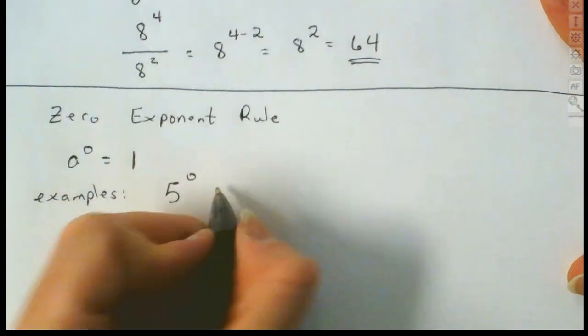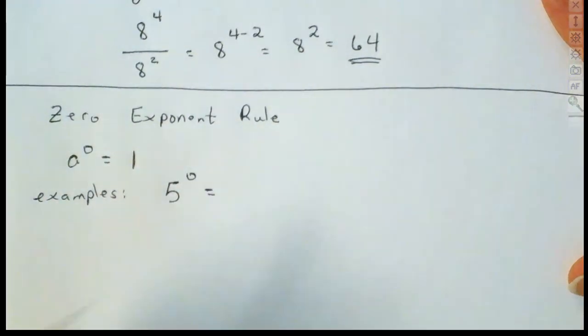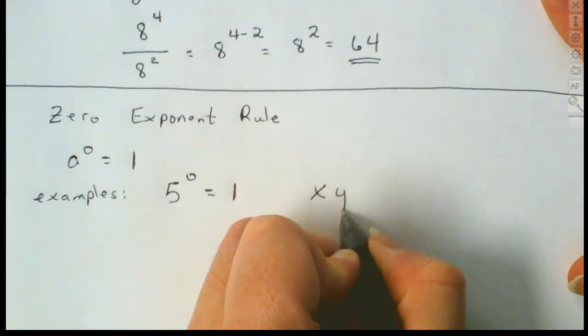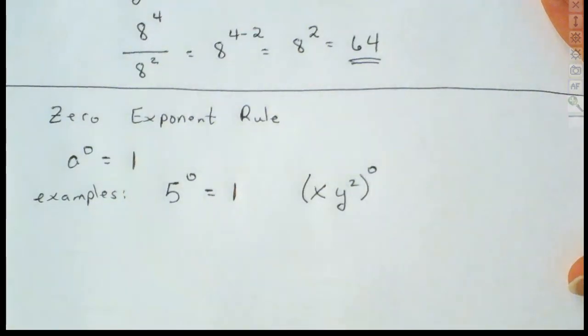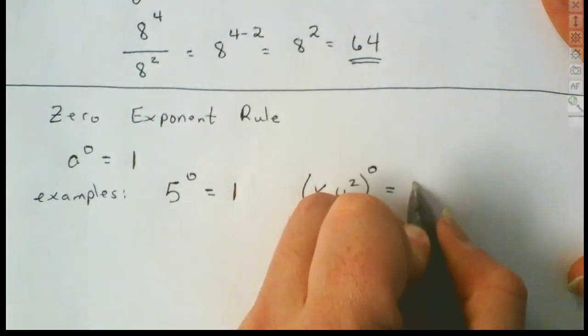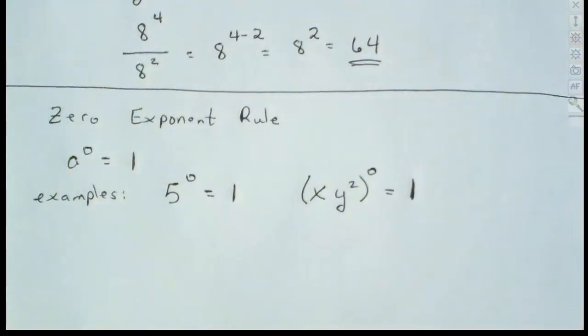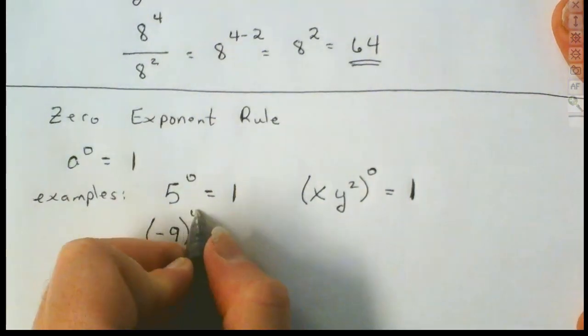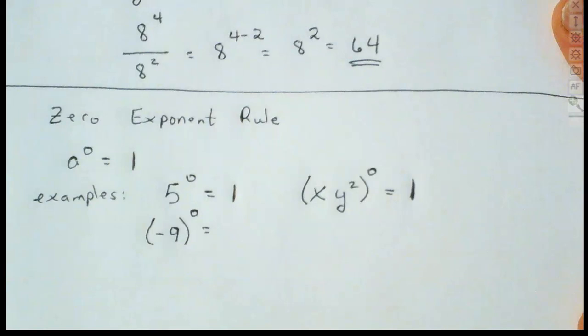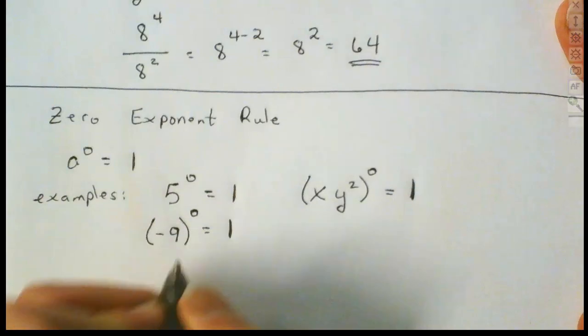5 to the 0 power? Well, any number to the 0 power is 1. What about xy squared, all raised to the 0 power? It's got parentheses, so the entire part is going to the 0 power. It doesn't matter what it is, because what does it come out to be? 1. What about negative 9 with parentheses to the 0 power? Negative 9 with parentheses would be, again, 1.